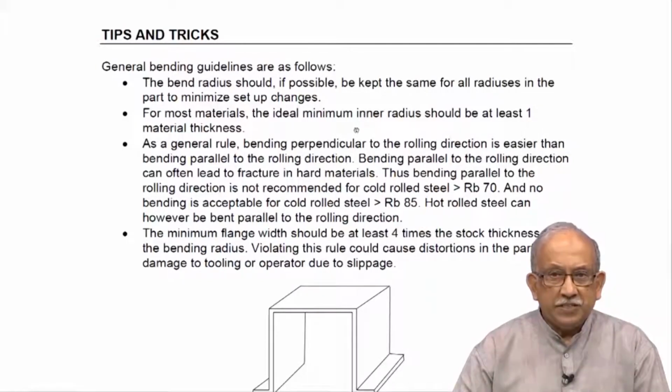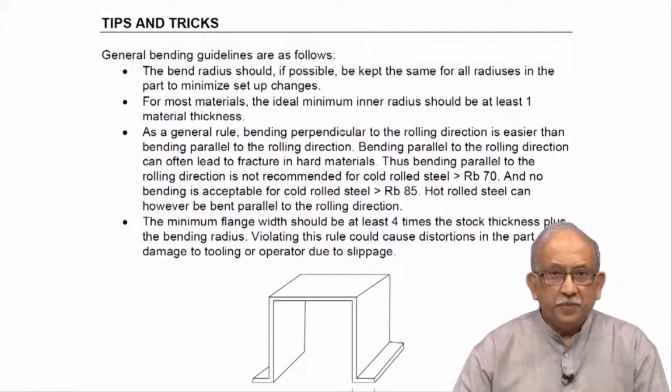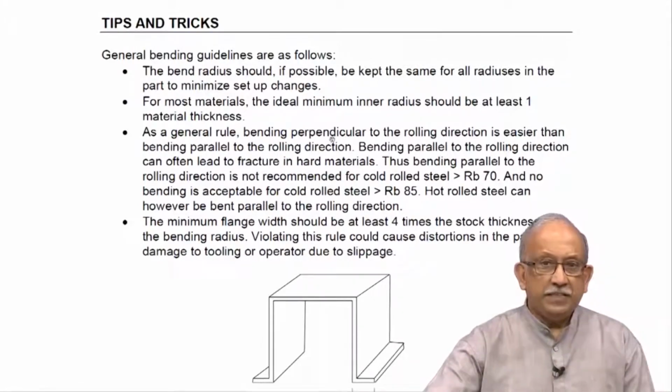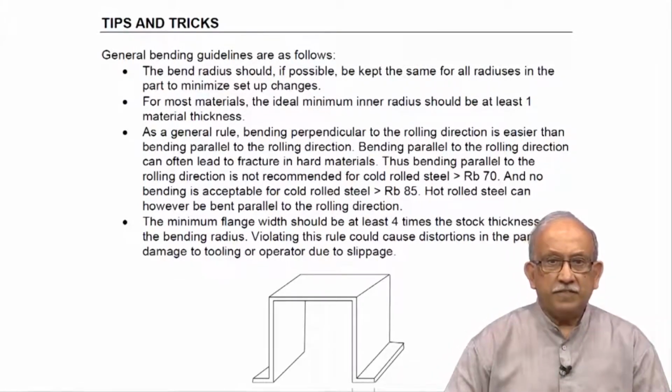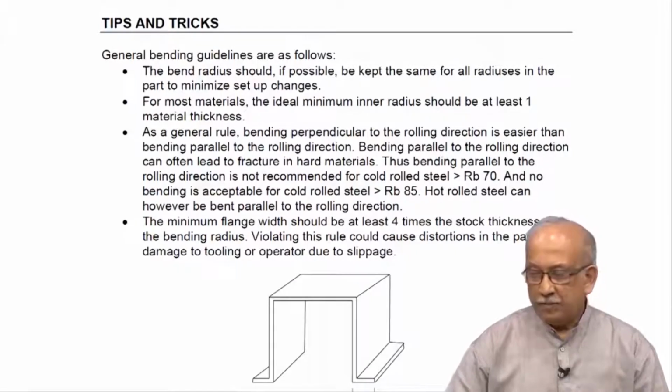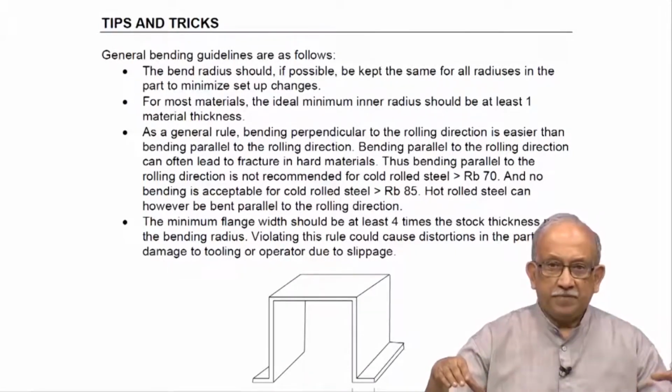Ideal minimum radius should be at least 1. Bending perpendicular to the rolling direction is easier than bending parallel to the rolling direction. In rolling, we mean the material which comes out of the rolling presses. In the case of a rolling press, you have a continuous strip.